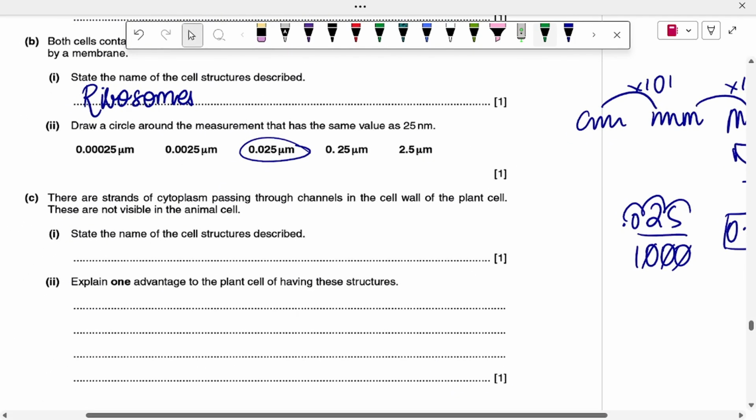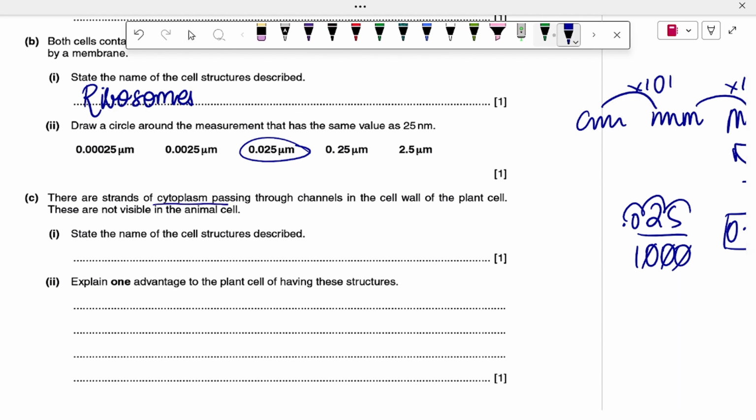There are strands of cytoplasm passing through the channels in the cell wall of the plant cell. Strands of cytoplasm. They are not visible. कौन से होते हैं? Strands of cytoplasm. They are your plasmodesmata.